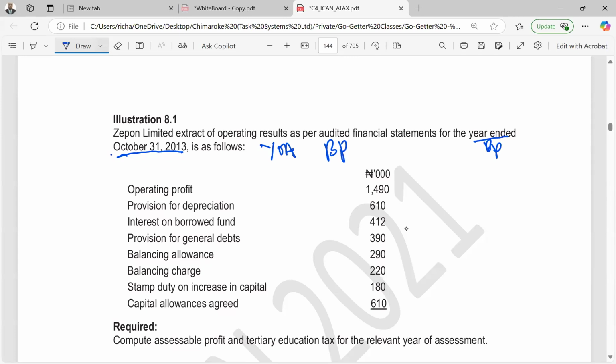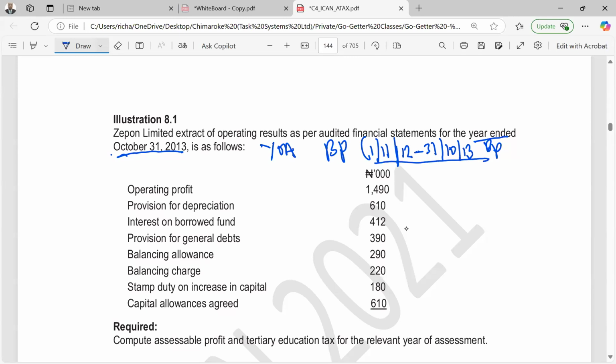So it means that if it is year ended and is ending at this date, which is called 31st of October 2013, and it's year end, it means it's 1 year. It must have started November 1 of the previous year, ending in 31st October of 2013. So that is your basis period.